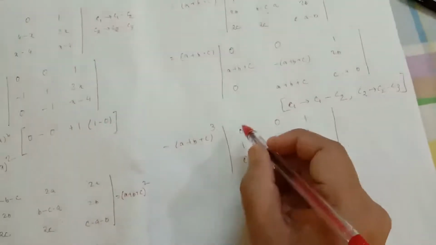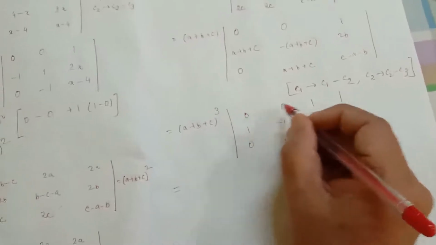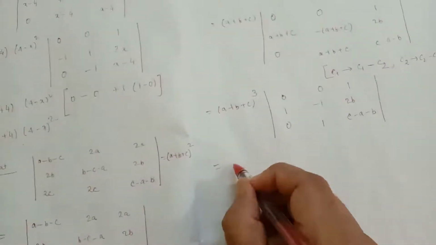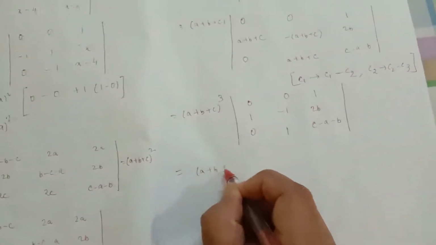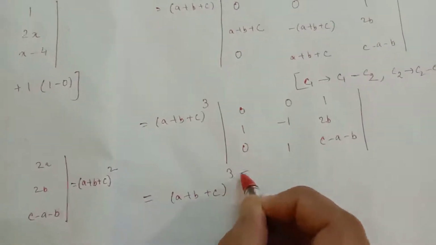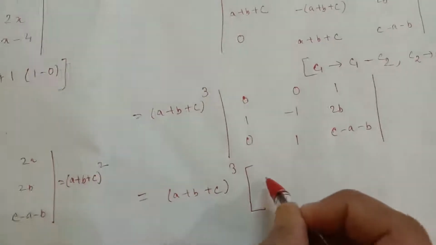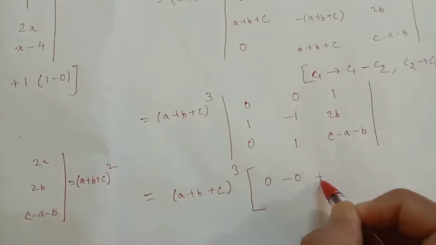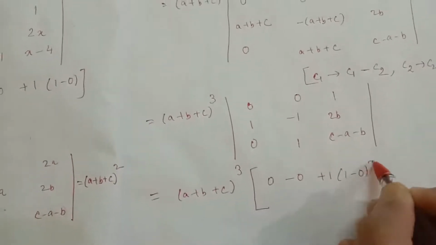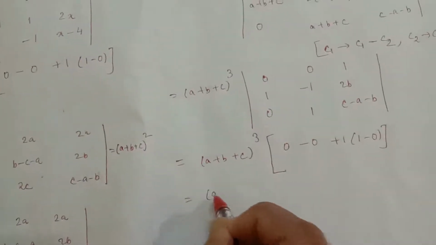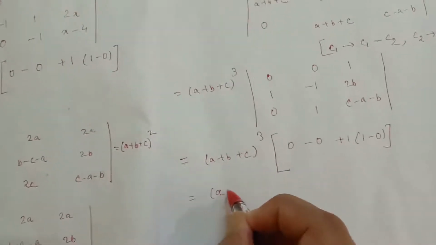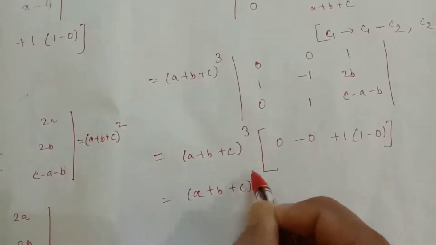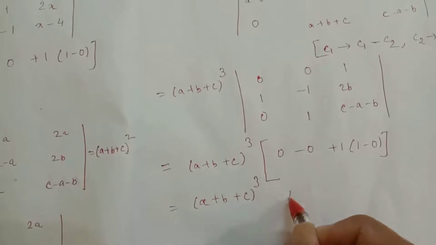Now expanding the determinant along the first row, as there are two zeros, we get (a+b+c)³ into 0 minus 0 plus 1 into (1 minus 0). The value of this is 1, so this will become (a+b+c)³, which is the right hand side.